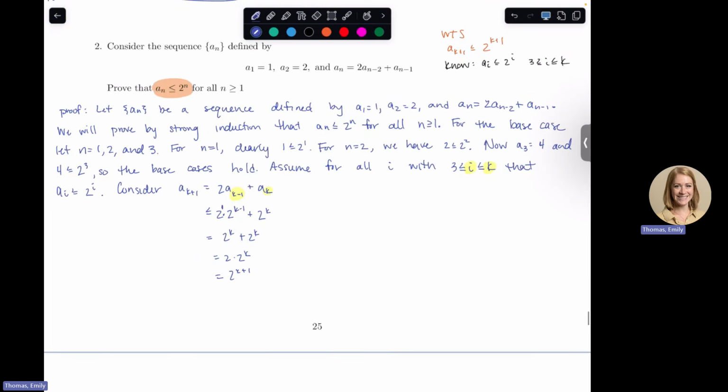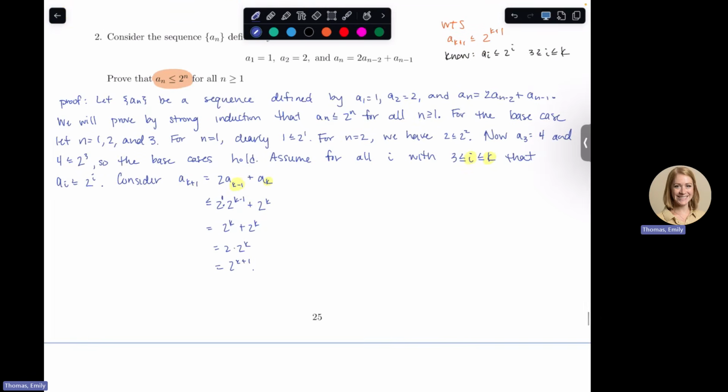Ta-da! Okay. Thus, a sub k plus 1 is less than or equal to 2 to the k plus 1, and we have shown a sub n is less than or equal to 2 to the n for all n greater than or equal to 1. Period, box.